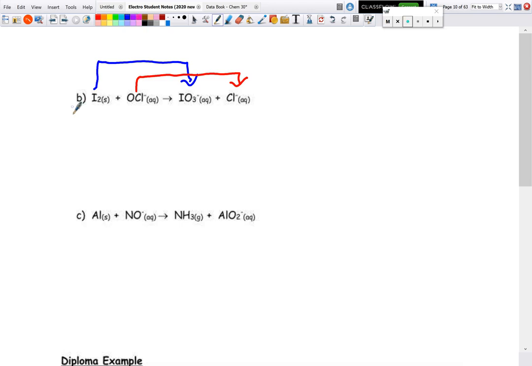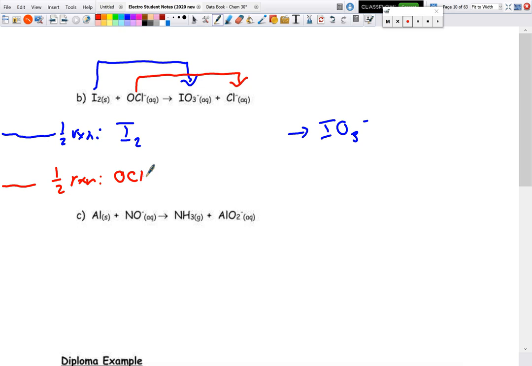Now, same thing, I don't know what's going to be oxidation or reduction, so I can just kind of leave it blank, right? Our unknown half reaction, the blue one, so we're going to get I2, leave myself a lot of space, going to IO3 minus. And same thing, my other unknown half reaction, I got OCl minus, going to Cl minus. And once again, I'm leaving space here just because I know I'm going to have to add electrons and stuff like that.